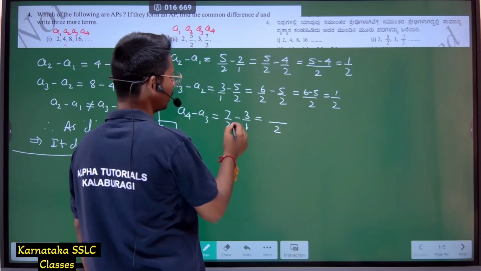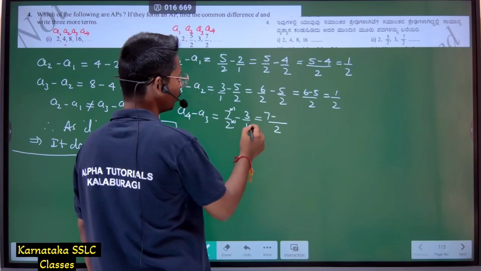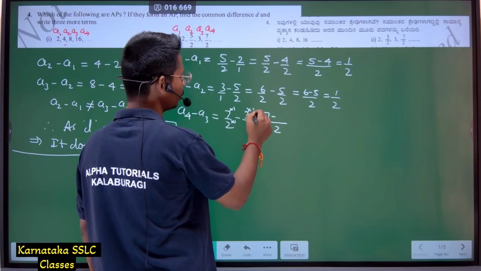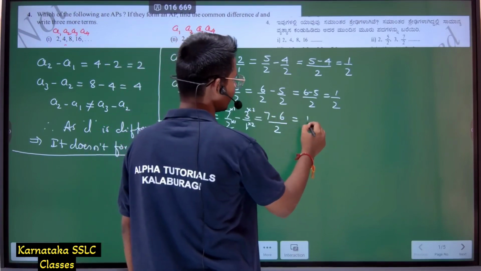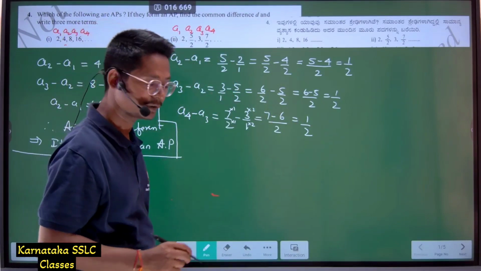Okay. 2 into 1 is 2. 7 into 1, 7, minus 1 into 2, 2 into 2, it is 6. So you'll get again 1 by 2. Okay. As in all the cases the common difference remains same.